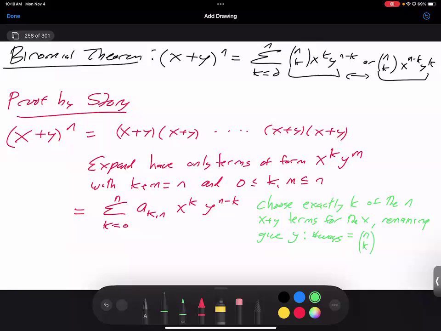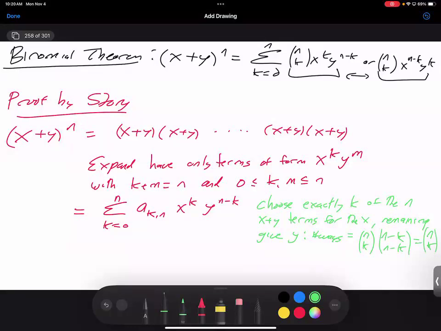Now, how many factors are left that I haven't chosen x from? So how many factors are left? N minus k. And for each of them, I have to choose y. How many ways are there to choose n minus k from n minus k? One. But how should I write that one? N minus k choose n minus k. And nobody writes that. Everybody just writes n choose k.